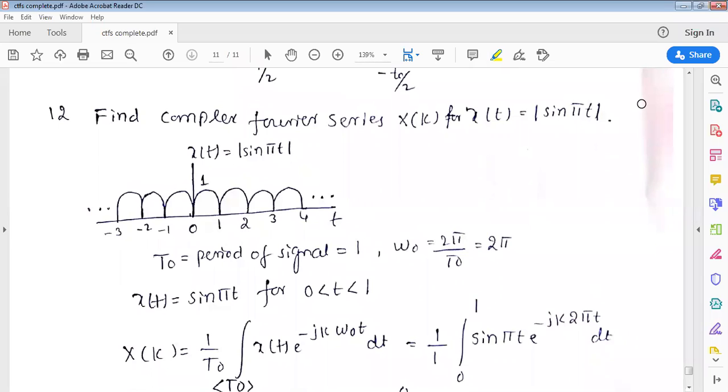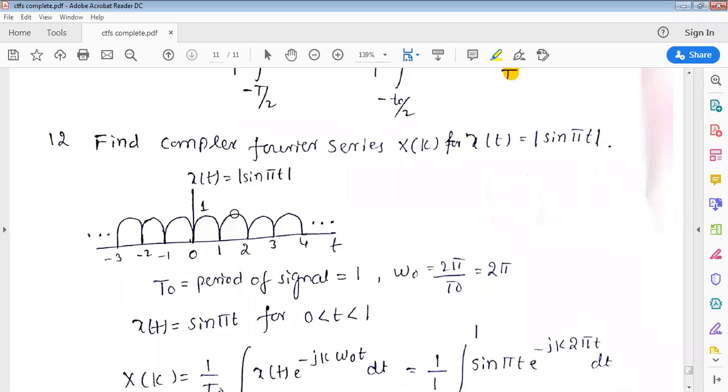Yes, Sanjay? What does this signal look like? Rectifier. It is like a full wave rectifier signal. That's all. Okay. Look here.